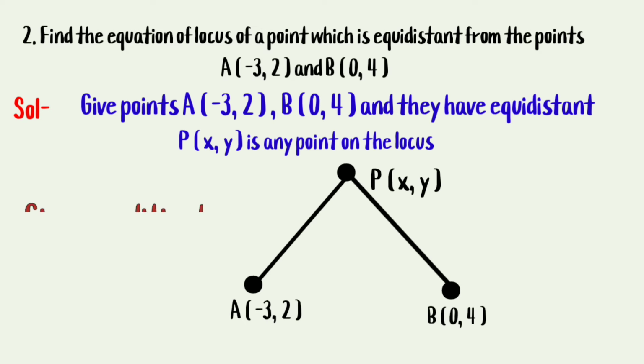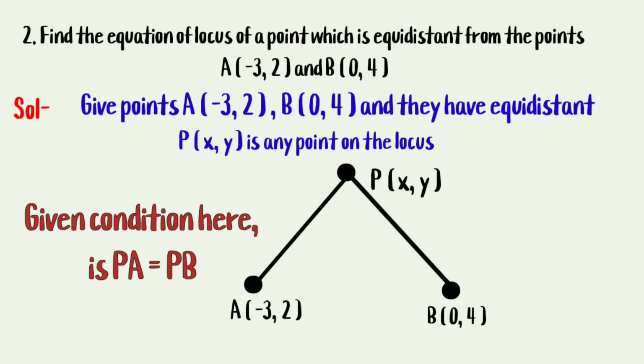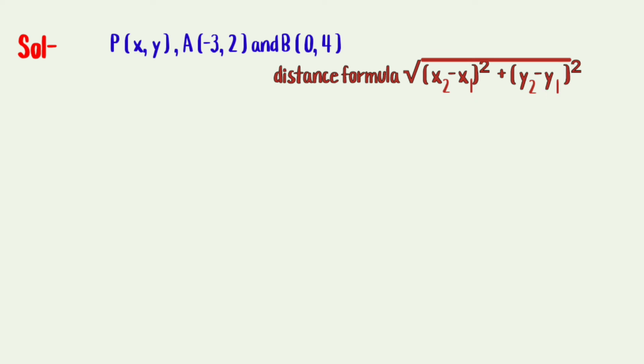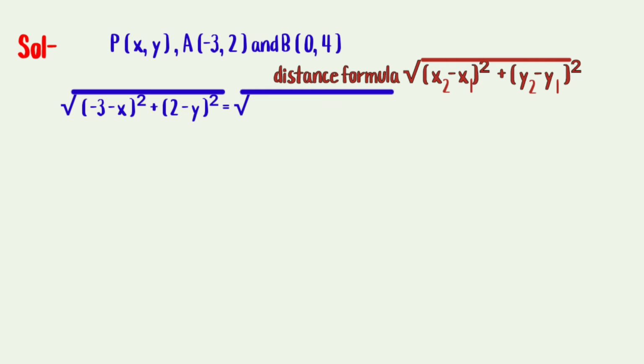So the given condition here is PA is equal to PB. Now do PA is equal to PB, with P (x, y), A (-3, 2) and B (0, 4). Here the distance formula is under root (x2 minus x1) whole square plus (y2 minus y1) whole square. Substituting these three points, we get under root (-3 minus x) whole square plus (2 minus y) whole square is equal to under root (0 minus x) whole square plus (4 minus y) whole square.